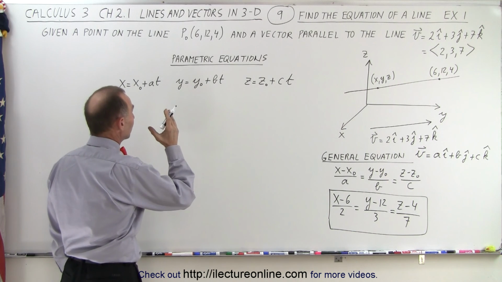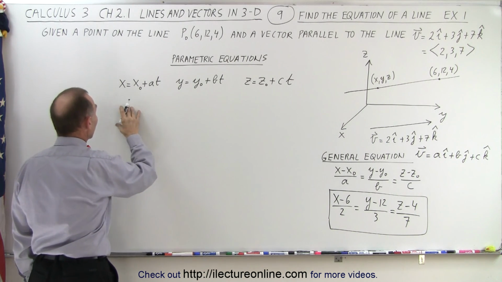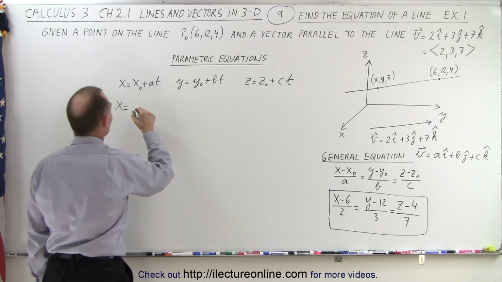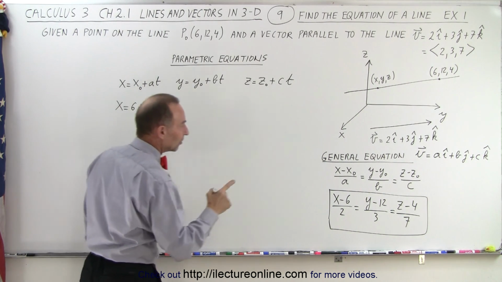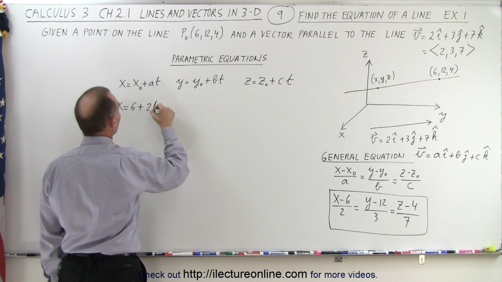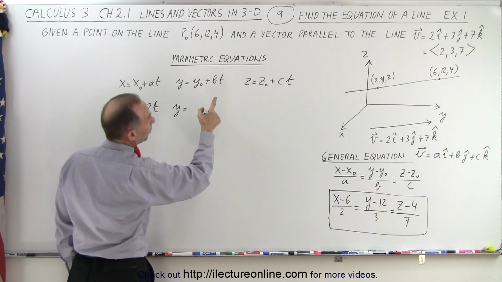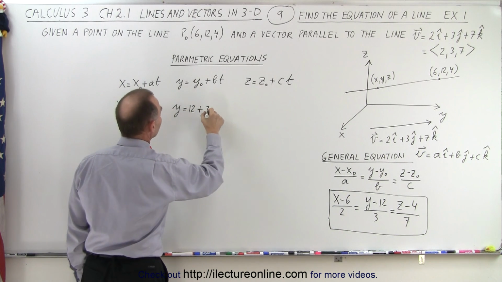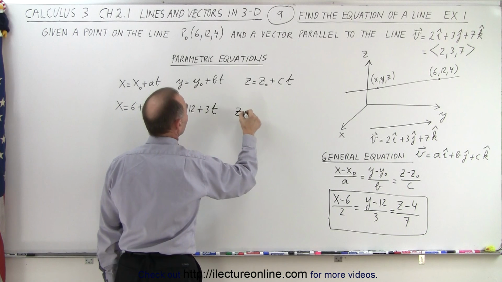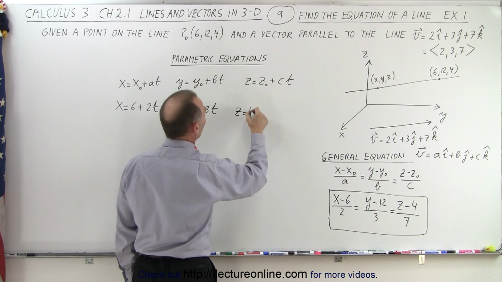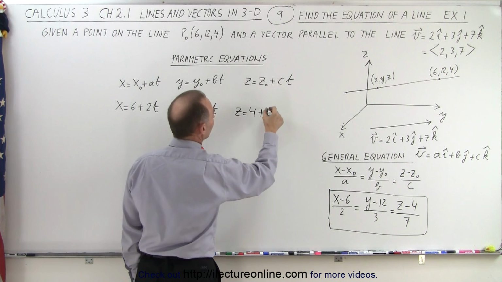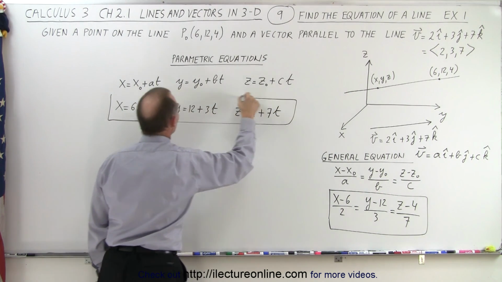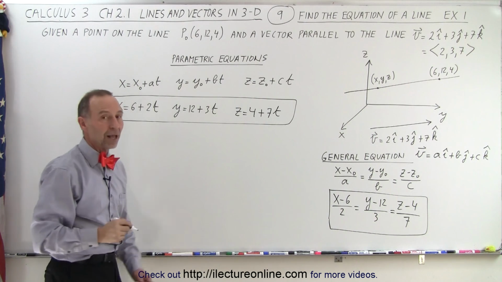We can also give you the parametric equation, simply plug in the same values. So we have x is equal to x sub naught. X sub naught is 6 plus a, in this case a is equal to 2 times t. Y is equal to y sub naught, which is 12, plus b, which is 3 times t, and z is equal to z sub naught, which is 4, plus c, which is 7 times t. And here are the three parametric equations which define the very same line.